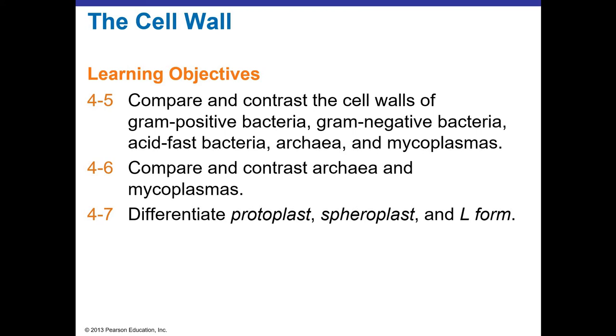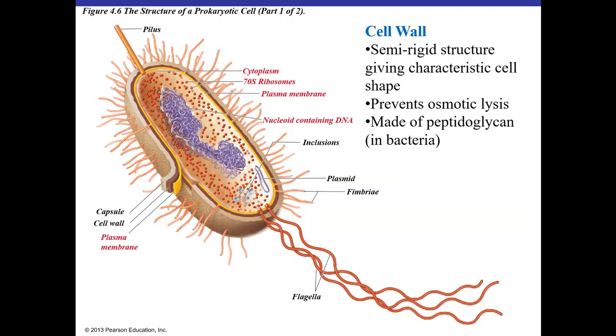We've referred already to gram-positive and gram-negative bacteria, but now we're actually going to define what that means. The cell wall itself, the brown layer in the figure, is a semi-rigid structure that gives the characteristic cell shape. Without the cell wall, we wouldn't have cocci and rods and spirals, and so that's very important in their morphology. The cell wall also prevents osmotic lysis.